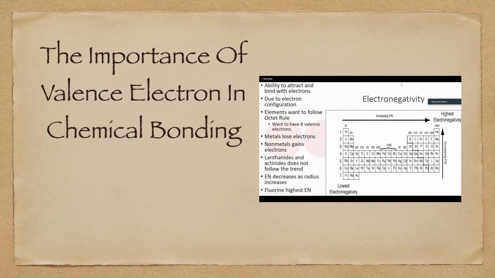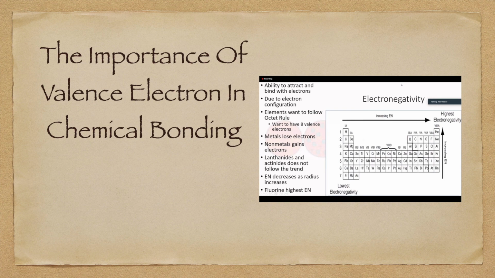Before we get into bonds, we need to first talk about the importance of valence electrons in chemical bonding. Valence electrons are the outermost electrons in an atom. They determine how atoms bond with each other, and they also determine electronegativity, meaning the ability to attract and bond with electrons. Atoms want to follow the octet rule, which basically means all atoms want to have 8 valence electrons. Some have 1, some have 3, some have 7. All of them want to hit 8, and they can do that through bonding.